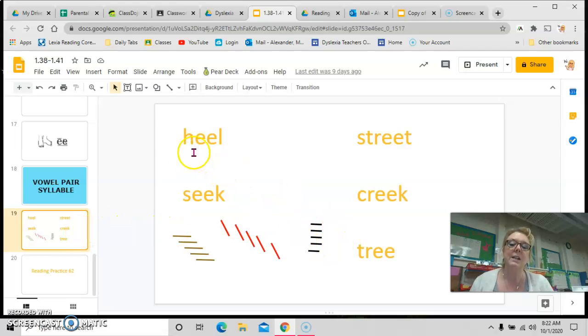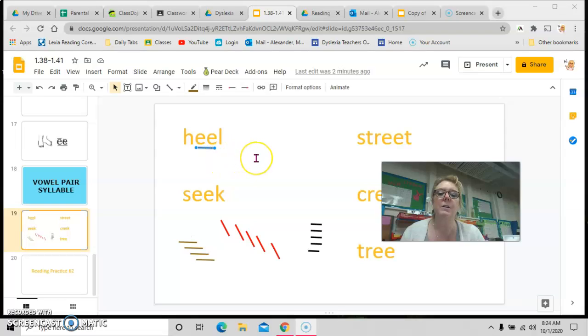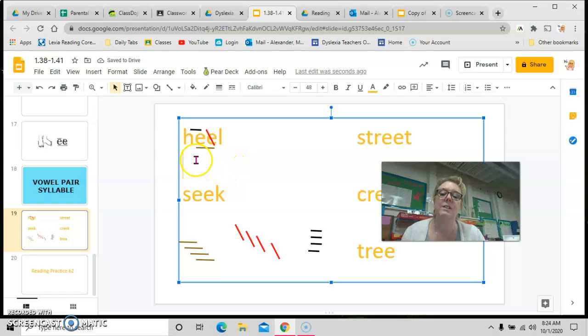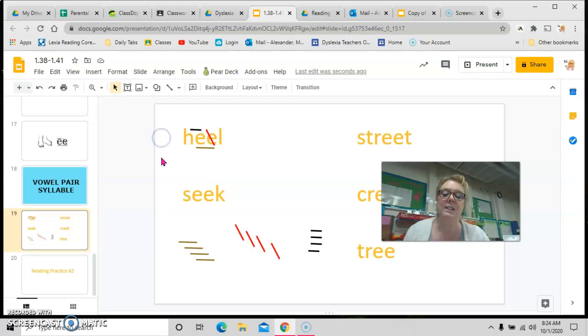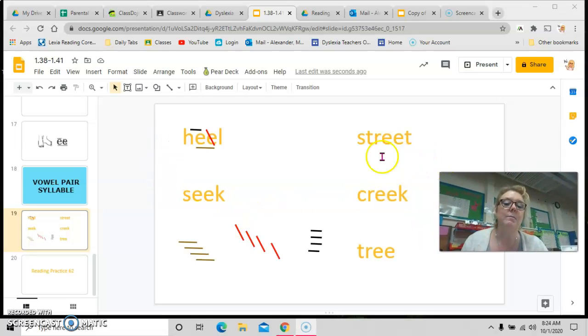All right, H-E-E-L. So what kind of syllable is that? That's right, it's a vowel pair, so we've underlined that vowel pair. Great, but what else do we need to do? We need to cross out one of those E's, and we need to put a macron above that E to remind ourselves it makes the long E sound. So let's read that word. Ready? Heel. Heels, like the back part of your foot, the heel. Okay, great. Let's look at the next word.